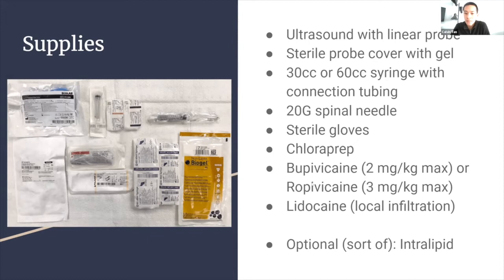Ropivacaine has also been described as a long-acting anesthetic. And then the other thing would be to most likely use a local anesthetic to help with patient comfort. The other thing, which is listed as optional here, but is sort of not optional, is intralipid, and we'll get into why in a little bit. But basically, if you run into risk of complication, it's good to have it handy.